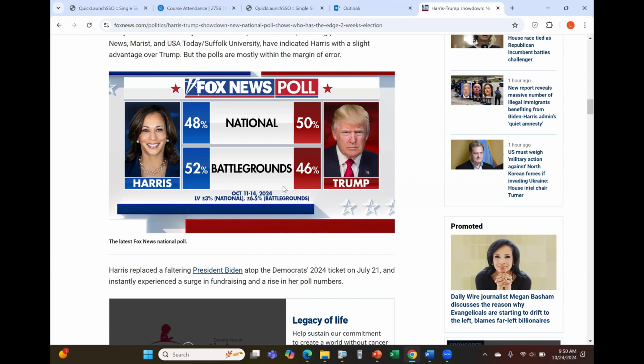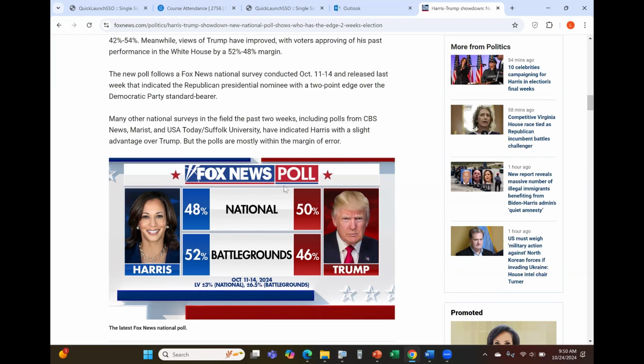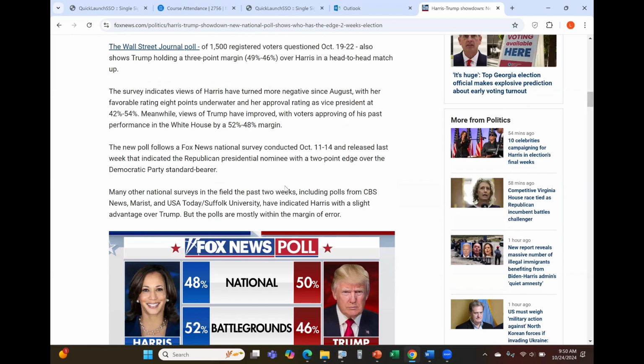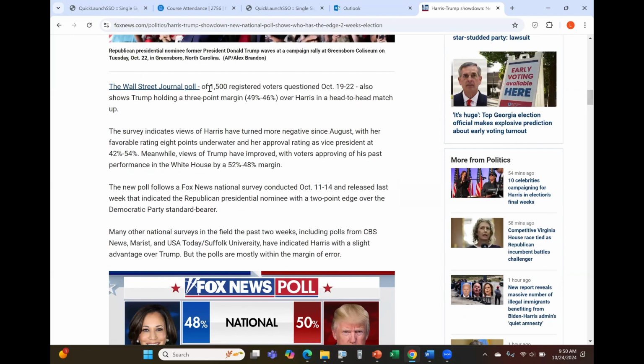So this is a poll that was taken by the Wall Street Journal, and it was taken just a few days ago. 1,500 registered voters were questioned October the 19th through the 22nd. That's when this poll was taken, and that's how many people they polled.